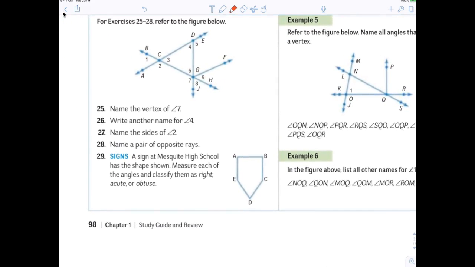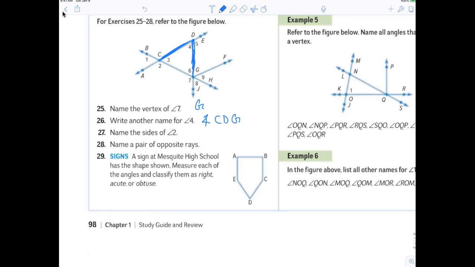Name the vertex of angle 7G. Good. Write another name for angle 4. Angle 4 we could call what? So this is angle 4, right? Or CDG. So D is the vertex. So we could say that's angle CDG. Everybody okay with that? CDG.